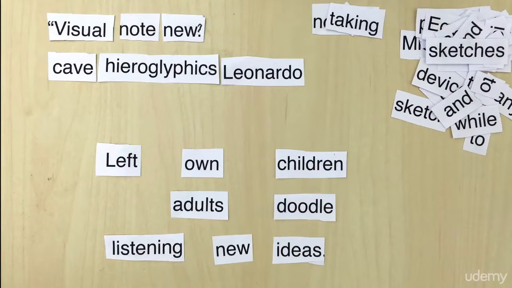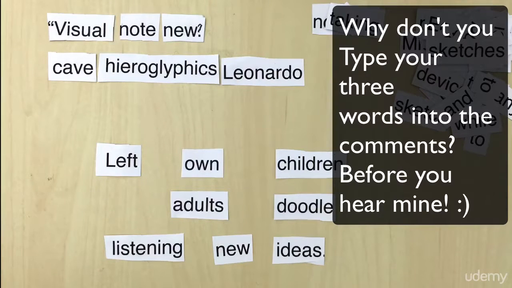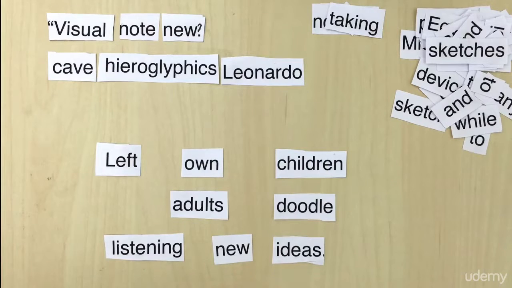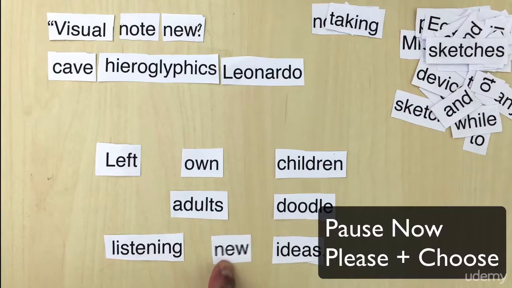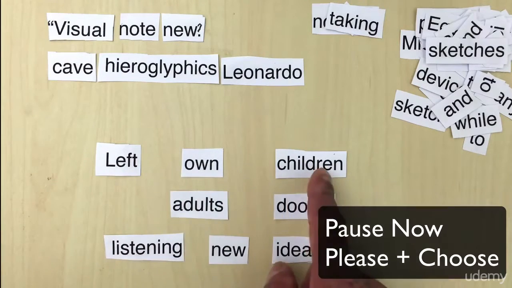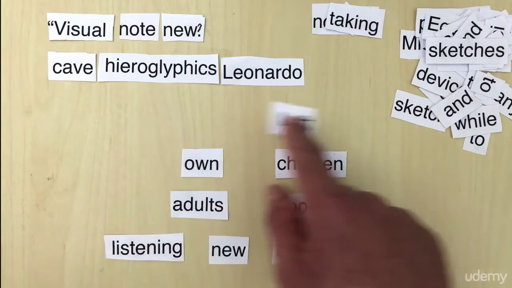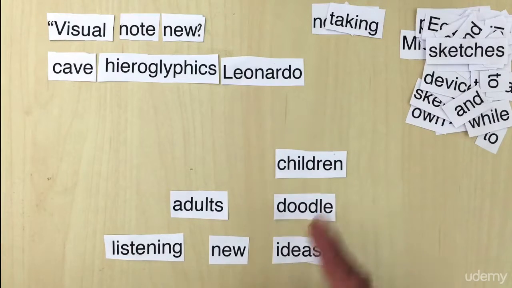Now remember, these key words, there's no law about this, no rules about what's the right one and what's the wrong one. The goal here is what words help you remember the original meaning of that sentence. So what's the original? Let's see, what would I choose? Left, own, children, adults, doodle, listening, new ideas. I think I don't need left and own. Children, adults, doodle, listening, new ideas.